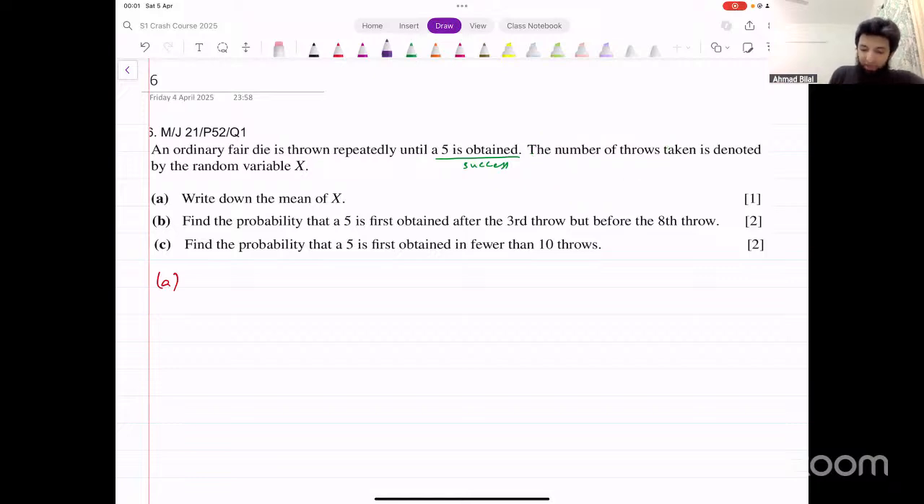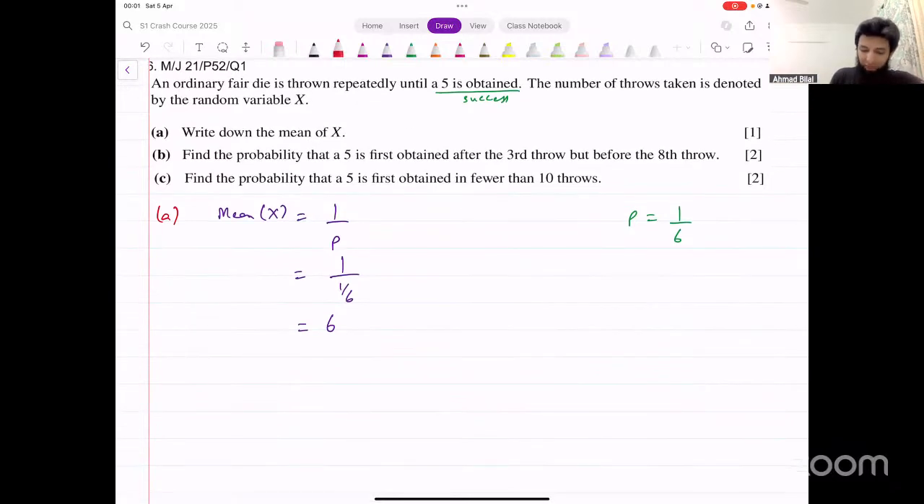What's the expected value? The mean of a geometric distribution is given by 1 over p. What's the probability of success? It's a fair die. Probability of getting a 5, what's that? That's 1 over 6. Probability of success is 1 over 6. We just input that value in the formula, 1 over 6, and we get 6 from that. The mean of x is 6, and that's our final answer. Okay, that's the first part.